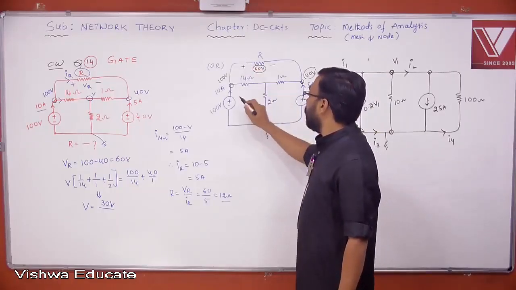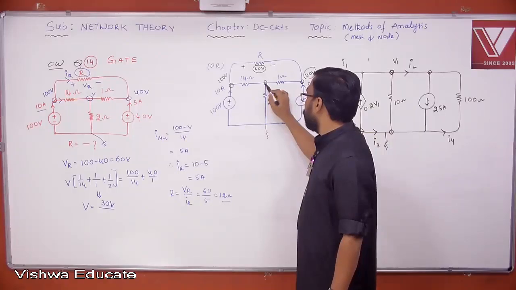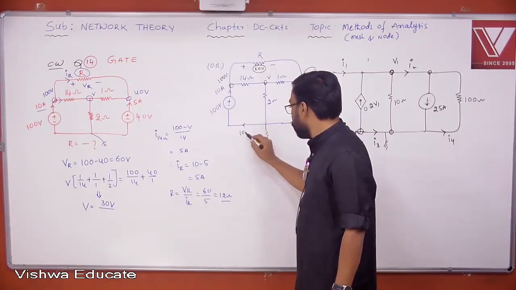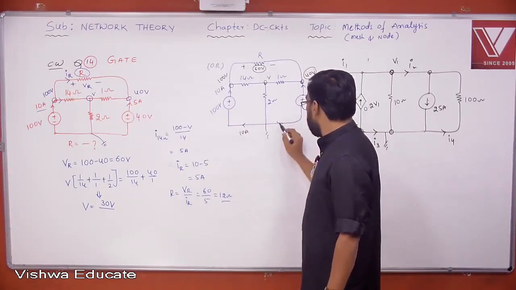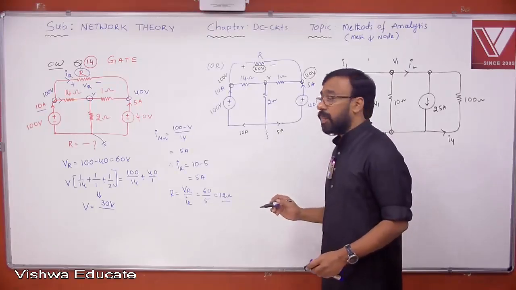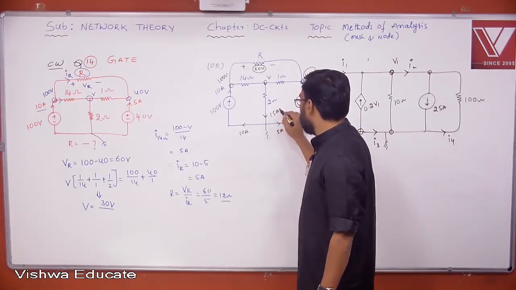To find the current, you must know current here. To know the current here, you must know voltage here. But this voltage V can be determined because here it is 10 ampere. That means here it is how much? 10 amperes. Here it is 5 ampere. That means here it is 5 amperes. Total 10 plus 5, 15 leaving. Then how much should enter? 15 should enter. Okay. Yes or no?